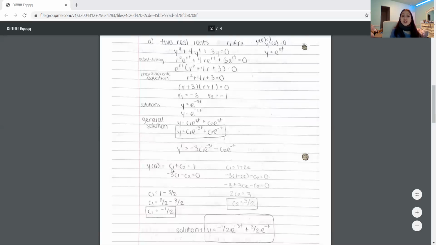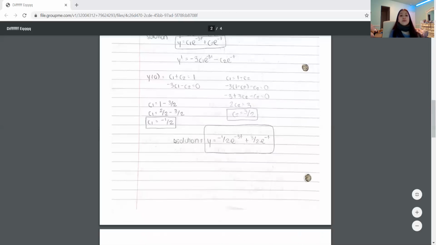We are going to get the value of c1 and c2 using these 2 equations. After plugging in our zeros, we get that c1 plus c2 is equal to 1, and -3 c1 minus c2 is equal to 0. We do some algebra and we get that c1 is equal to -1/2, and c2 is equal to 3/2. So our solution turns out to be y equals -1/2 e to the -3t plus 3/2 e to the -t.